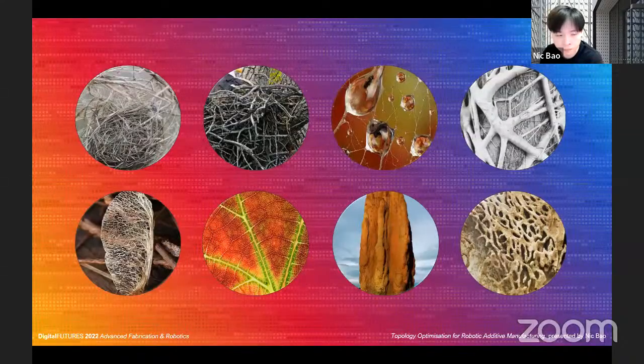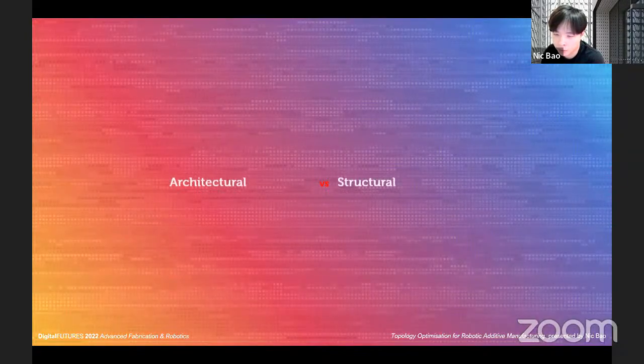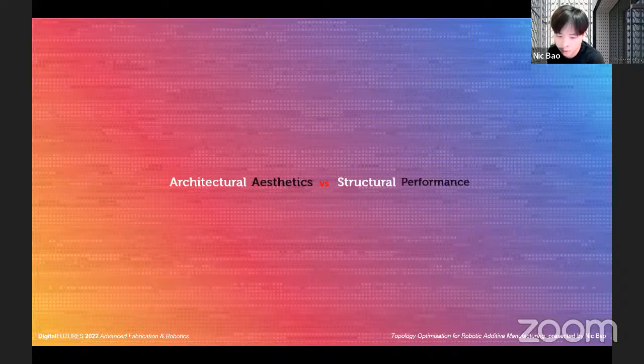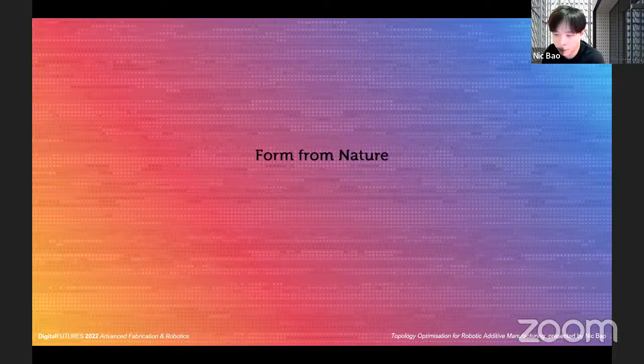So back to the main topic, all the design is inspired by nature's structures. And we are trying to look for a balance between aesthetics and performance, and to make form finding more natural, using a computer to generate natural forms.